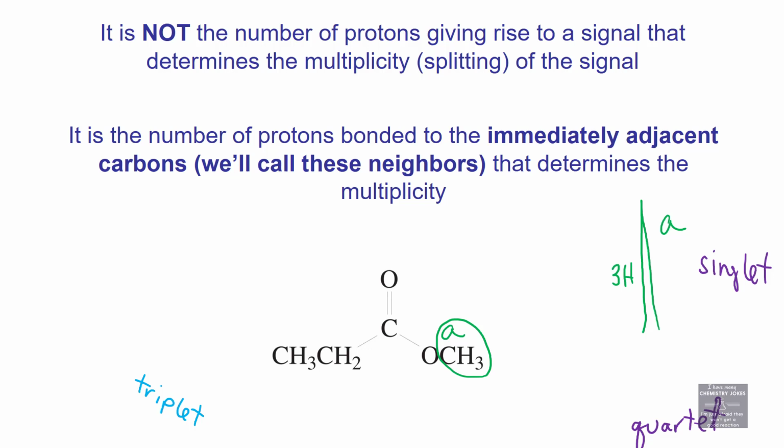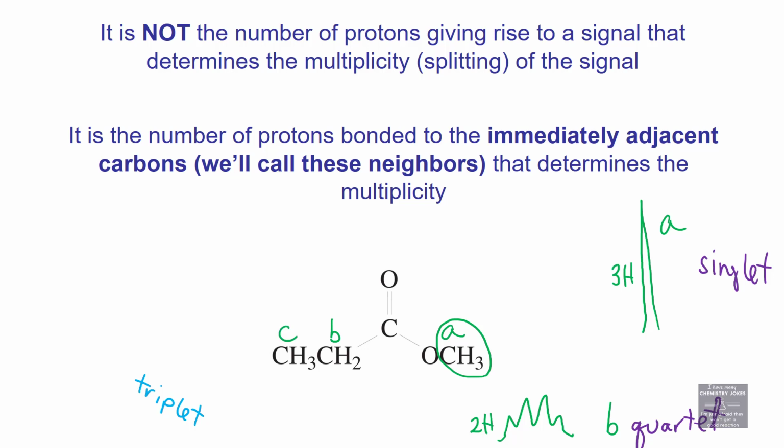B would be a quartet. A quartet looks like this. He's got 2 tall middle fingers and 2 shorter fingers on the outside. That's a quartet. That quartet should represent 2 hydrogens. The integration of peak B should be 2 hydrogens because 2 hydrogens are represented by that signal. Then why does it show up as a quartet? Because a quartet tells me I have 3 hydrogens on the neighboring carbon.